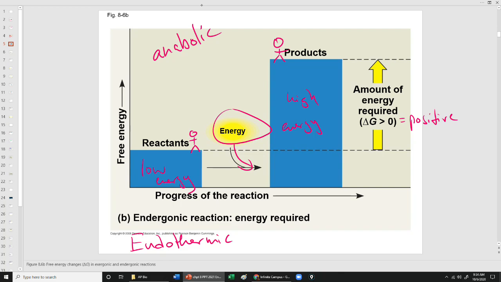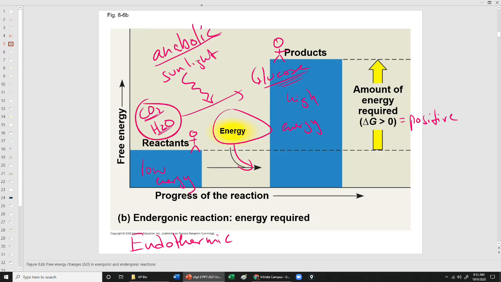All right, a good example of that would be photosynthesis, for example, one of the best examples, where we start with CO2 and water, and we go to glucose. Glucose has a lot of energy. CO2 and water don't have basically any energy at all. They're very low energy. Energy has to be put in. That comes in the form of light, sunlight. All right, it's an anabolic reaction because it builds up. It builds small molecules like these guys into the large molecule glucose.